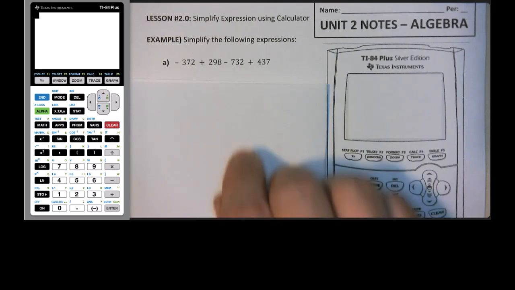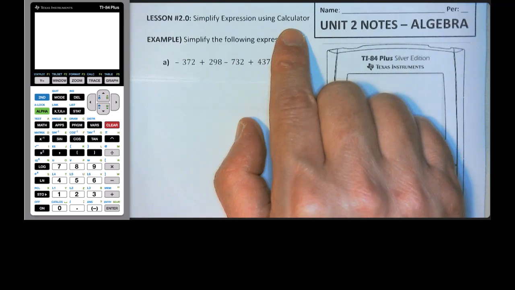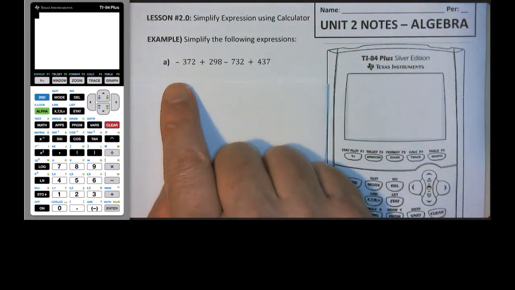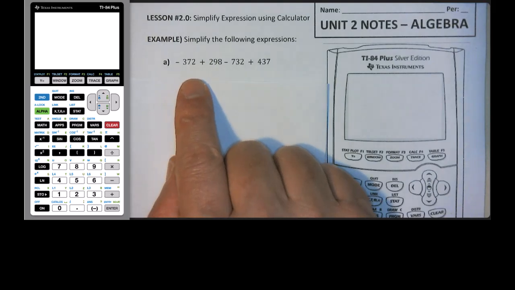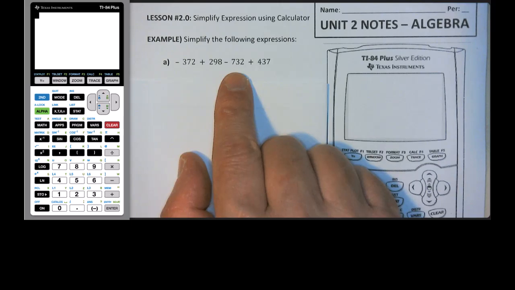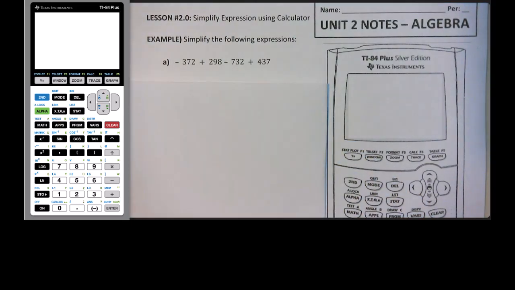Hello and welcome. This is going to be a lesson on simplifying expressions using the calculator TI-84. So let's say I have this example here, negative 372 plus 298 minus 732 plus 437. So first thing I'm going to do is turn on my calculator.